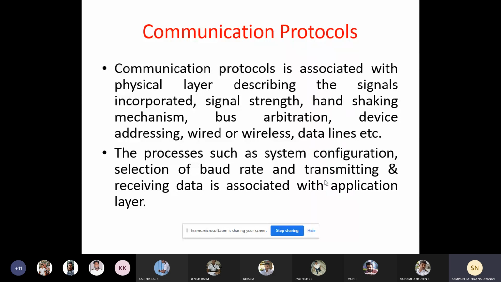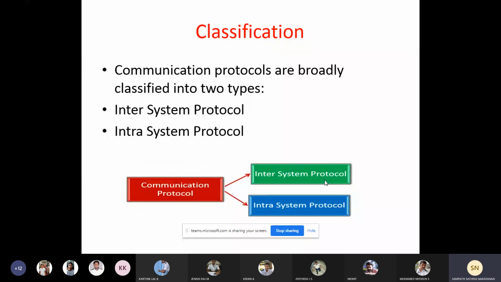The top layer, the application layer, deals with the speed at which the data is transmitted and whether the transmitter and receiver are agreeing upon some common standard formats. We basically have two important classifications of protocols in embedded systems. One is the inter-system protocol, another one is the intra-system protocol. Do you have any idea about what is inter-system protocol and intra-system protocol?